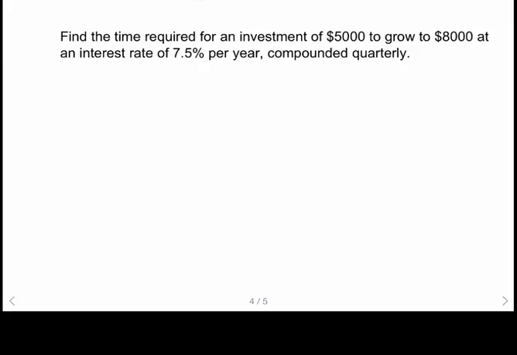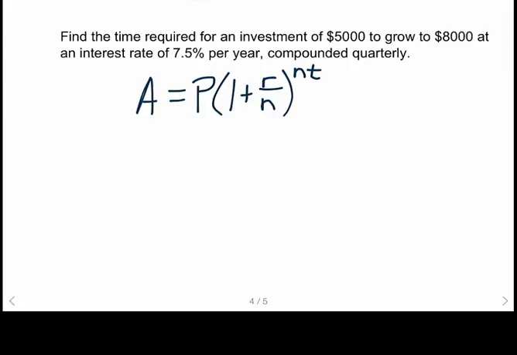Next, another investment. Find the time required for an investment of $5,000 to grow to $8,000 at an interest rate of 7.5% per year, compounded quarterly. Compounded quarterly, that means that A is equal to P times the quantity of 1 plus r over n to the nt, where in this case, our P, the amount invested, is $5,000. Our A, the amount we have after time, is $8,000. Our interest rate is 0.075, and compounded quarterly means that n is equal to 4.